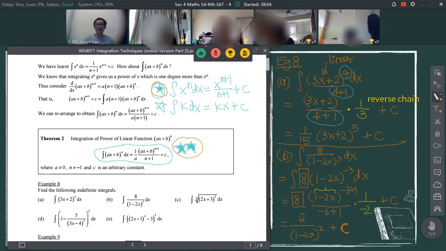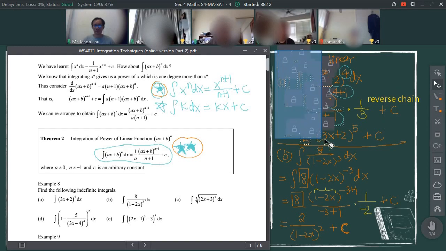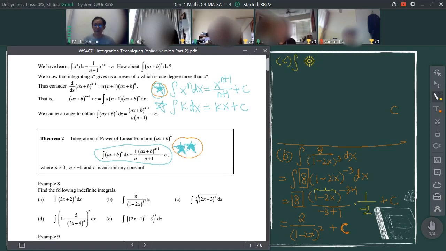Let's move to part C. Okay, I erase the part B. Part C. Again, there's a fifth root, then power 7.